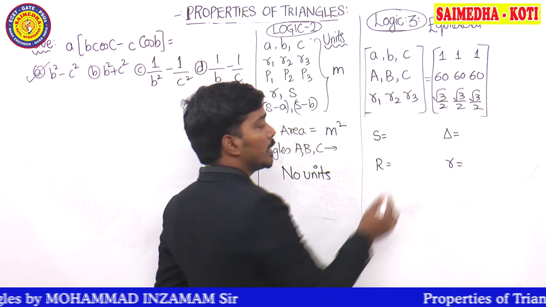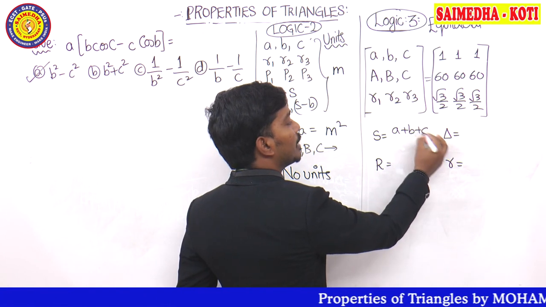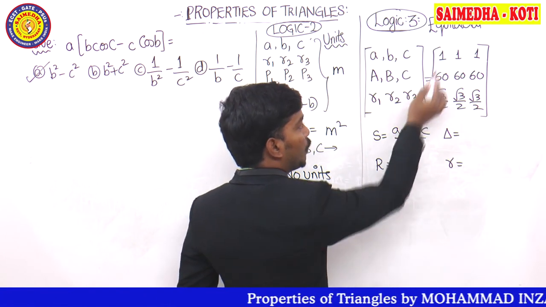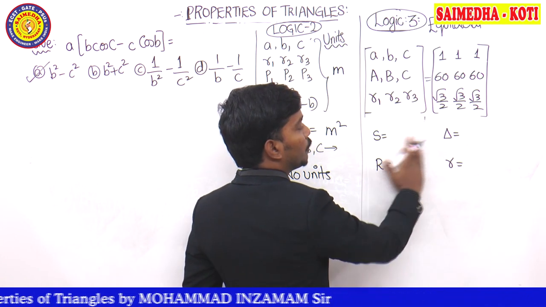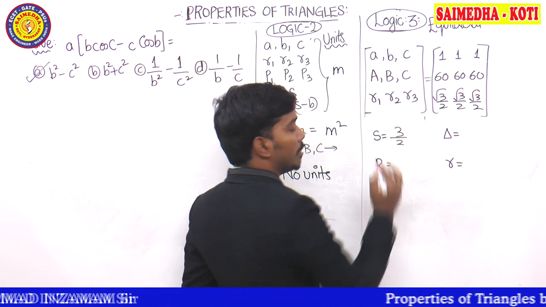What is the formula for S? S formula is a plus b plus c divided by 2. What is the value for a? 1, b 1, c 1. 1 plus 1 plus 1 is 3. So what is the value for S, guys, now? S is equal to 3 divided by 2.